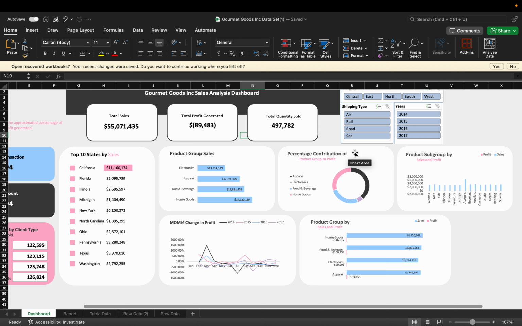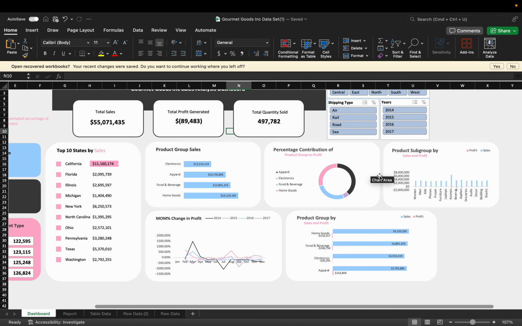Then we move on to the percentage contribution of each product group to the profit. Right now, we see that apparel contributes the most to the total profits, followed by home goods, followed by food and beverage, and then lastly electronics.